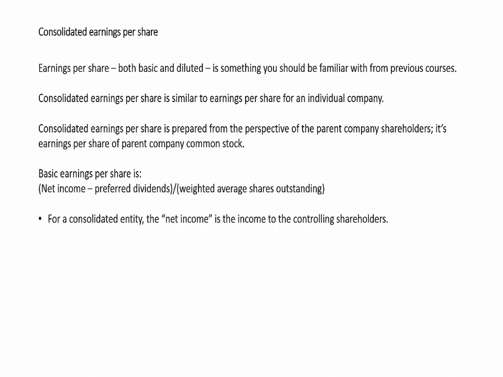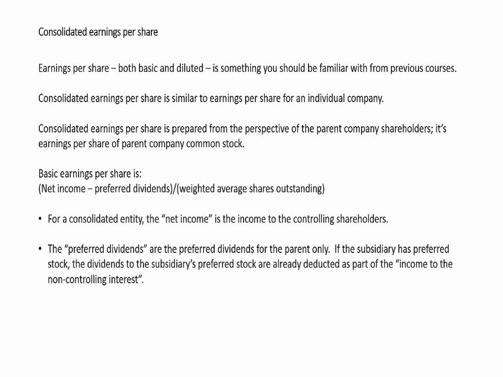Now let's go through those three terms one by one. First, for net income. The net income is the income to the controlling shareholders. The preferred dividends that we deduct are the preferred dividends for the parent only. If the subsidiary has preferred stock, then the dividends to the subsidiary's preferred stock are already deducted as part of the income to the non-controlling interest. Finally, the weighted average shares outstanding is for the parent's shares only. Again, this is earnings per share of parent company stock.